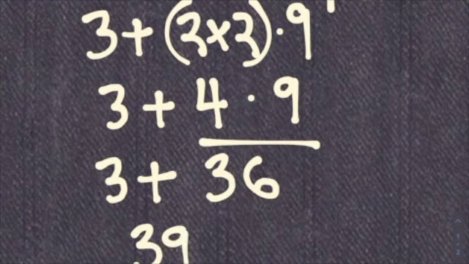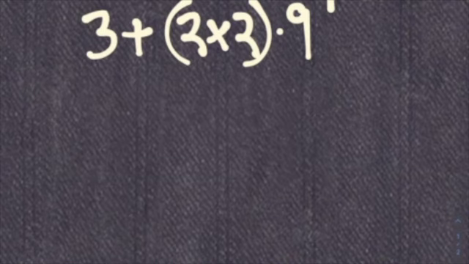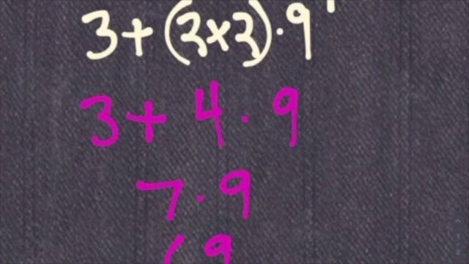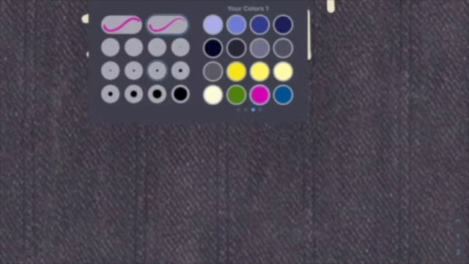If instead I did 3 plus 4 times 9, and did the addition first, watch what happens. 3 plus 4 is 7, times 9, I get 63. But that is the wrong answer. Even though I did my arithmetic correctly, I didn't follow the order of operations, so that is the wrong answer. Order of operations really makes a difference, and moving forward, that's something you're going to be expected to know.